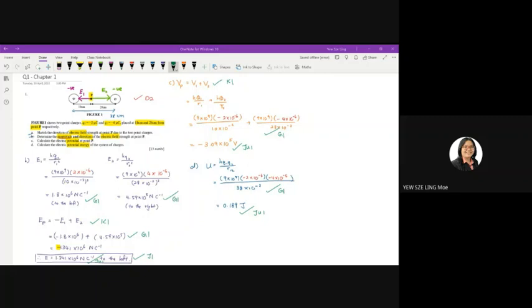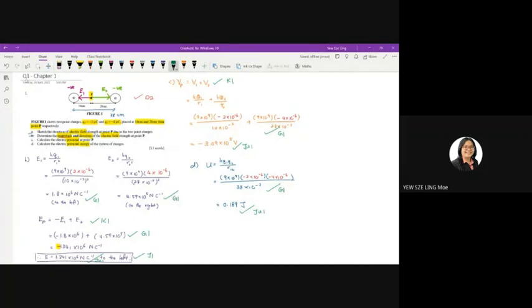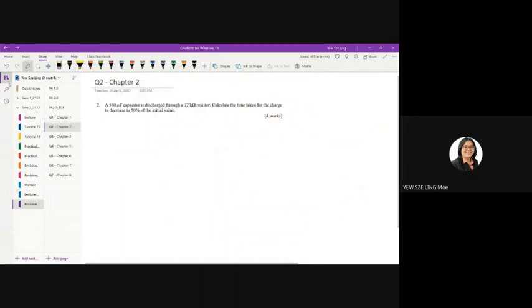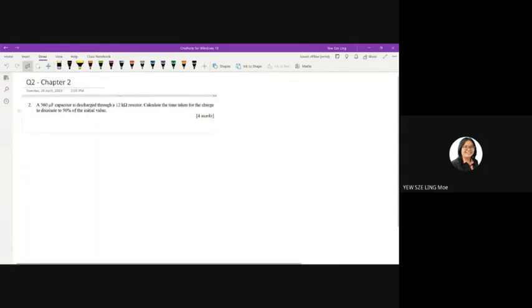All right, now let us move on to question 2. Okay, question 2, just a very short question. A 50 microfarad capacitor is discharged. The key word right here is discharged through a 12 kilo ohm resistor. Calculate the time taken for the charge to decrease to 50% of its initial value.